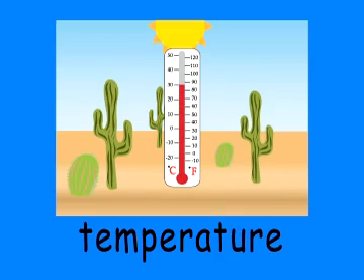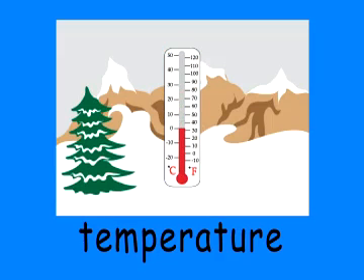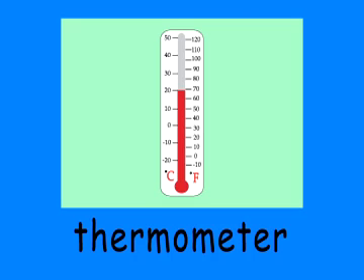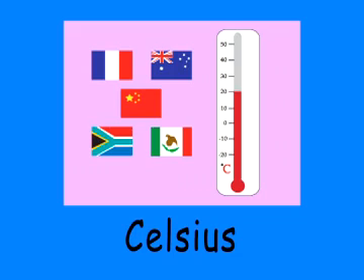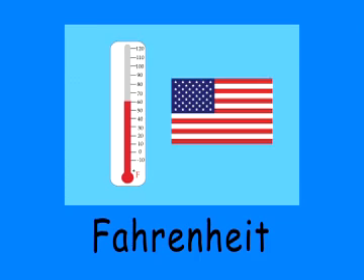Temperature is how hot or cold something is. We measure temperature with a thermometer. A thermometer measures the temperature in degrees. In many countries, people measure temperature with a scale called Celsius. In the United States of America, we measure temperature based on a scale called Fahrenheit.